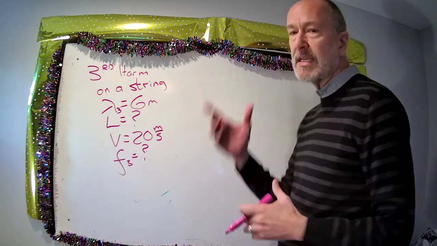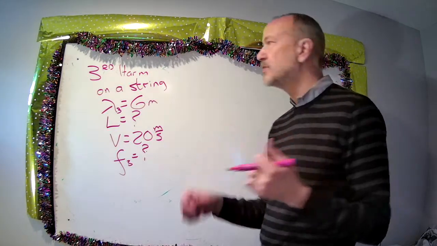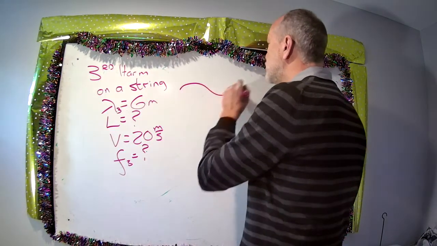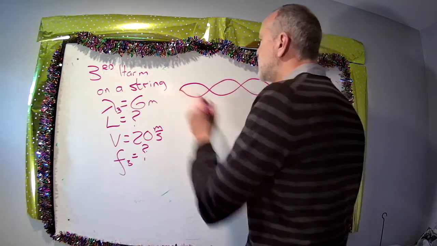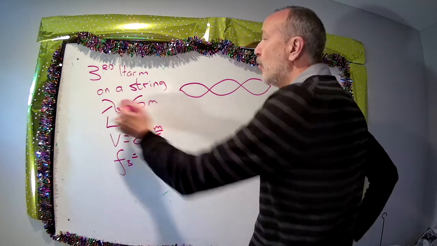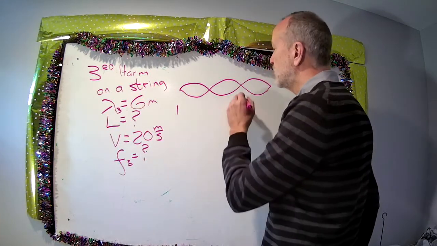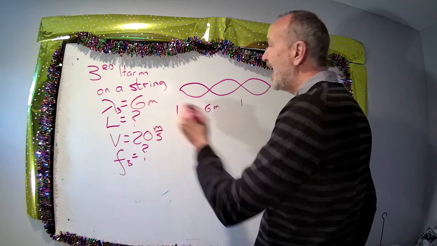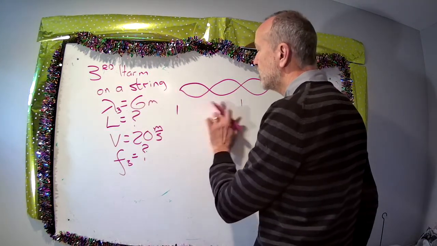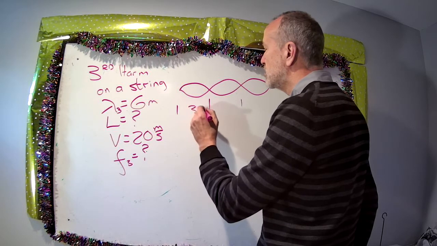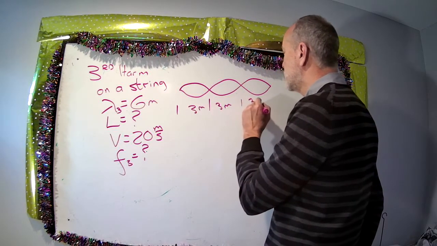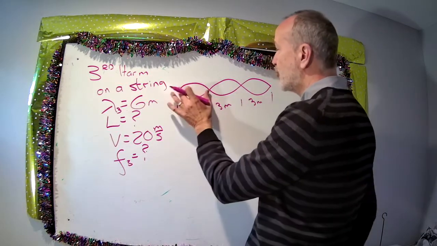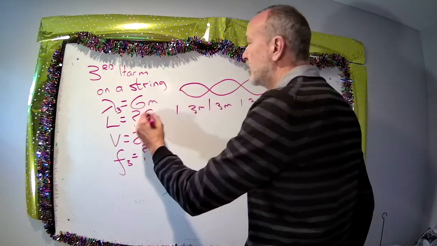Okay, first thing is when you're doing the standing waves, it's really useful to draw them. Third harmonic, 3 loops. Okay, so there we go. And I know the wavelength is 6 meters. That's one wave, that's 6 meters. That means a half wavelength is 3 meters. That means the string length is 3 half wavelengths, 9 meters.